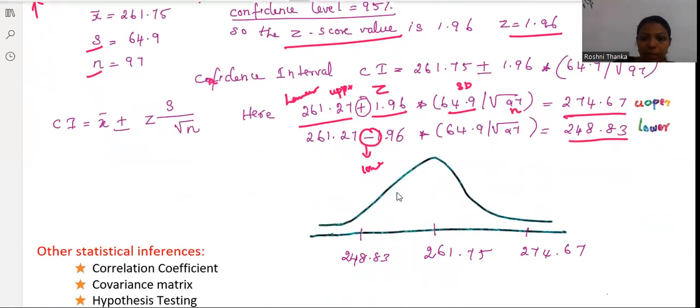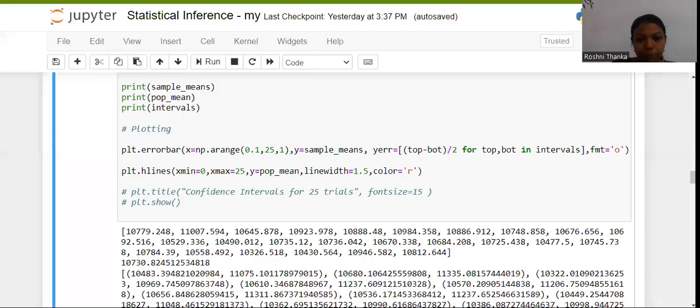From this we can infer that 95% of the time my population mean will range within this lower limit and the upper limit, based upon the sample mean. So that is the inference we can get. Now we can infer that my population mean will also be within this range only. So let's see this with an example.